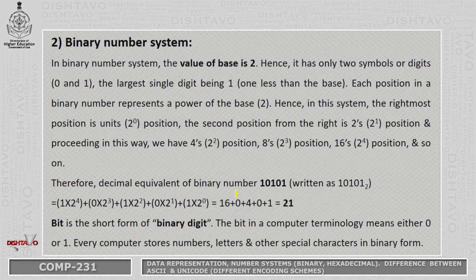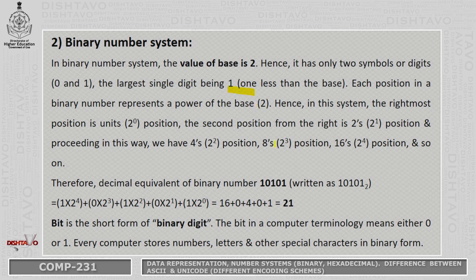The next system of writing numbers is the binary system. In the binary system, the value of base is always equal to 2. In decimal it is 10, but in binary the base is equal to 2. Hence, it has only two symbols or digits, either 0 or 1. The largest single digit in the binary system is equal to 1, which is less than the base 2.